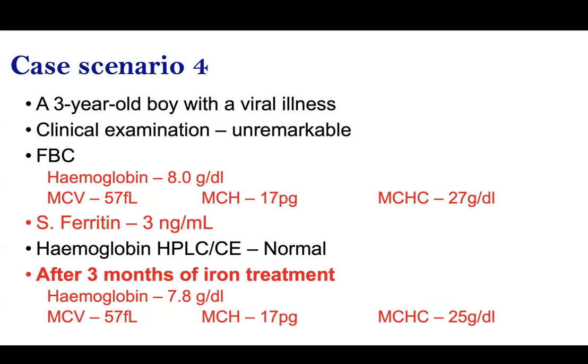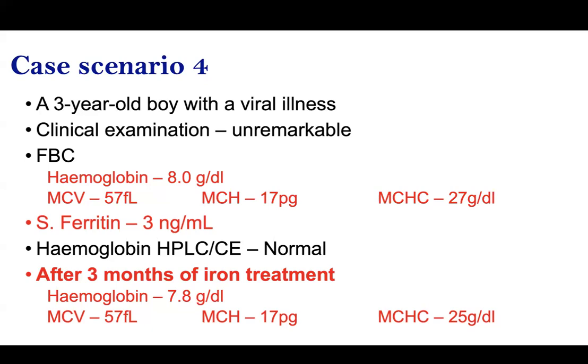Okay, the last scenario, 3-year-old boy with viral illness, clinical examination unremarkable. So full blood count, hemoglobin 8, MCV low, MCH low, MCHC low. So very clear microcytic anemia. We have done a ferritin, it's low. And hemoglobin HbA1c, it's normal. So this is a quite straightforward case of iron deficiency anemia. And you start treatment with iron.